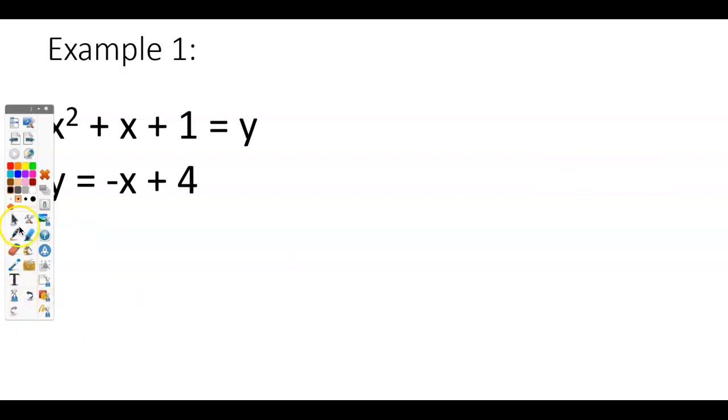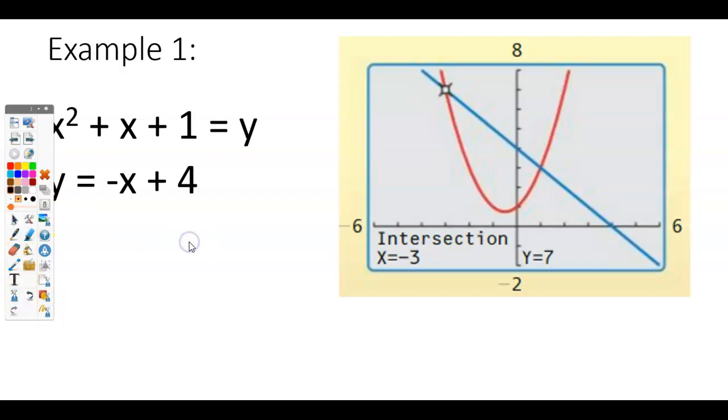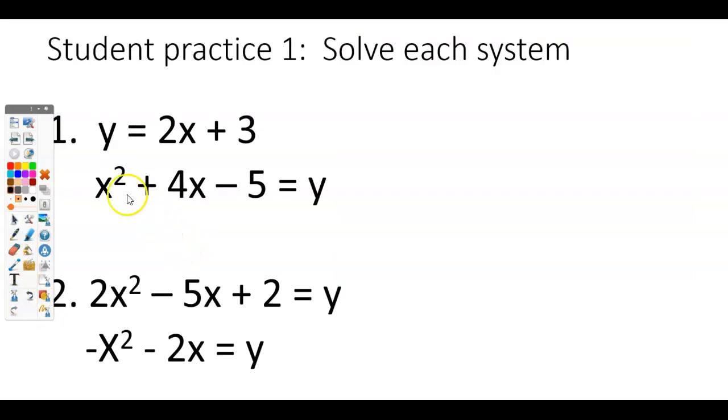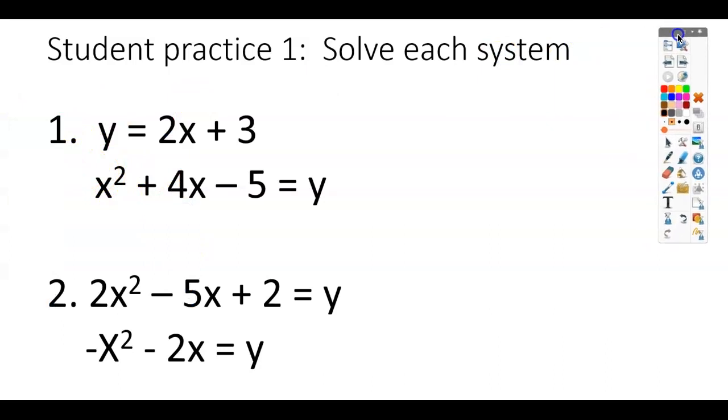All right, so let's go ahead and have you guys try one of these real quick. Matter of fact, I've given you two. Now for your two problems here, number one's a lot like mine. It's just a straight line with a parabola. But number two is two parabolas. But it doesn't really matter. The way that you solve it is exactly the same. So go ahead, pause the video here, and see what you guys get.